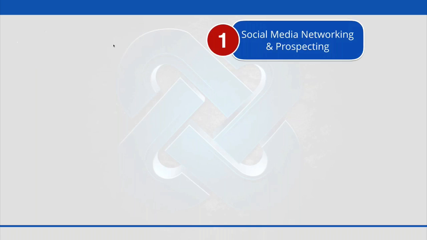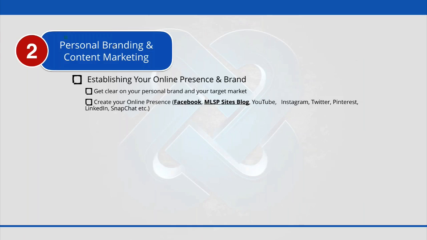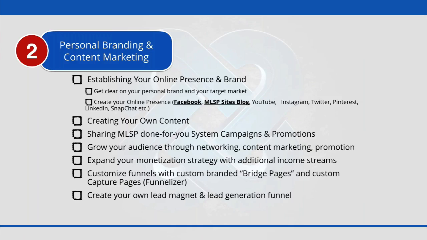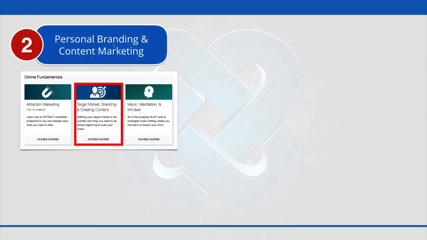Obviously, you saw we've got to get clear. One of the first steps here was establishing your online presence and getting clear on your personal brand and your target market, right? That's one of the first steps. So obviously the training that we want you to complete here is under the online fundamentals. Go ahead and focus on and complete the course on target market, branding, and creating content. All right, now you're ready for this training. Now you're ready to get clear on your personal brand, get clear on your target market, and get clear on starting to create content, right? Take that first step.